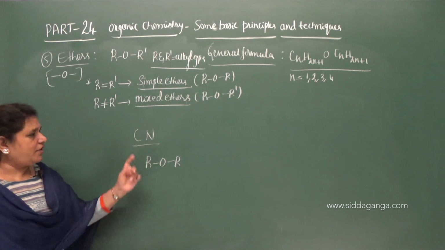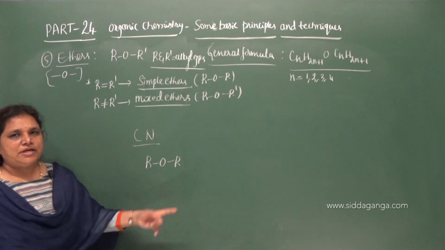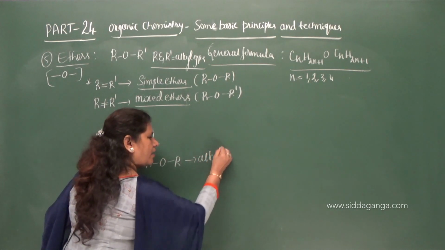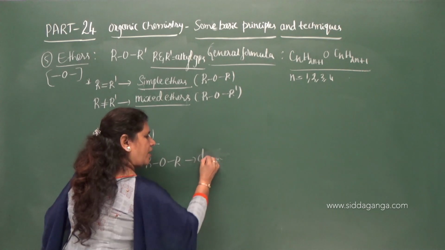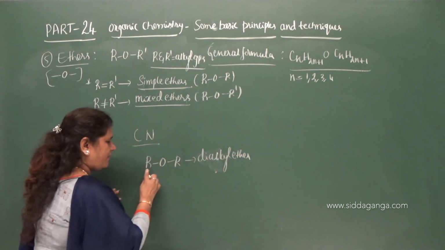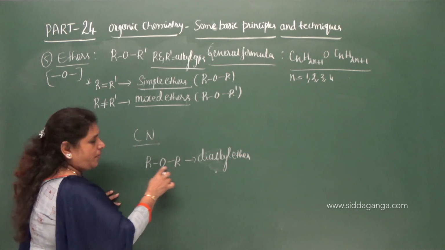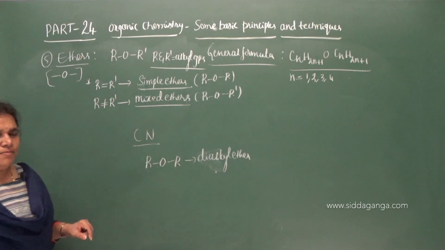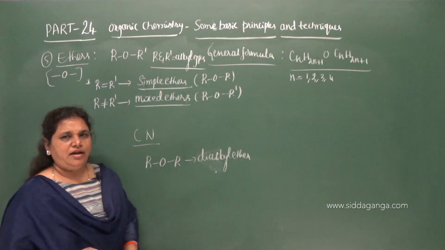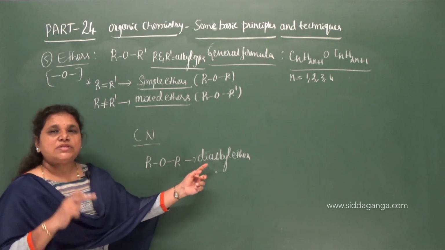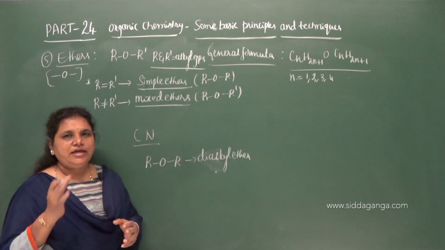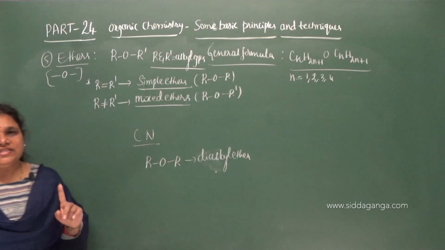Then how to give the common name of simple ethers and mixed ethers? When they are the same, you can name it as dialkyl ether, with the name of the alkyl group. Since both the alkyl groups are the same, instead of writing alkyl ether, you can write dialkyl ether. Name of the two same alkyl groups by taking the prefix di followed by the word ether, and that is the common name of simple ethers.